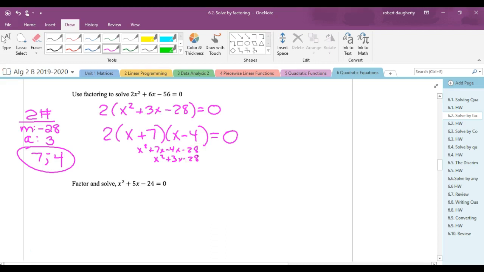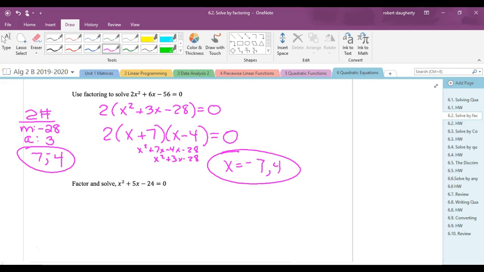So now I set each factor equal to 0. When is 2 equal to 0? Come on, guys. When is 2 equal to 0? Never is the answer for that one. When is x plus 7 equal to 0? When x equals negative 7. When is x minus 4 equal to 0? When x is 4. That's my solution to this one, okay?